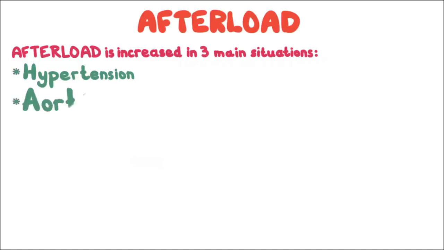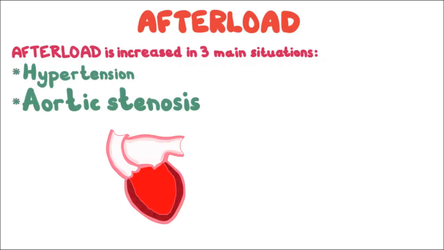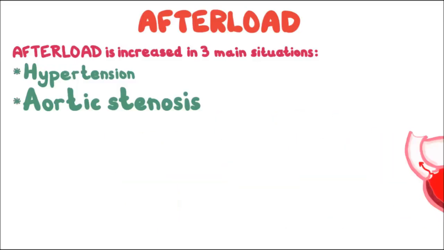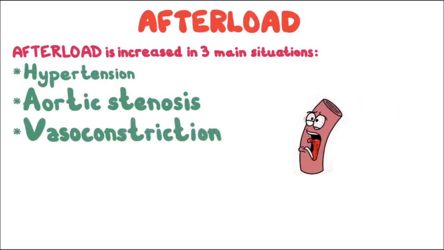Second, aortic stenosis also increases afterload. This is because in aortic stenosis, the aortic valve does not completely open during systole. As a result, it will be harder to eject the entire stroke volume. The third situation that increases afterload is vasoconstriction. Vasoconstriction increases total peripheral resistance, thus increases afterload.